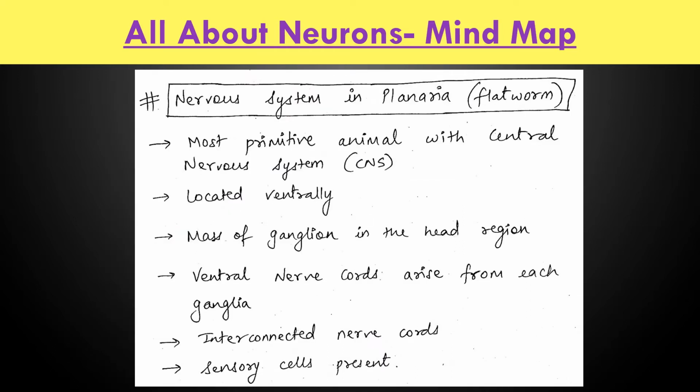Let us now understand the nervous system in Planaria, that is the flatworm. It is the most primitive animal with the presence of central nervous system. The central nervous system of Planaria is located ventrally. That means it is present in the front side. It has a mass of ganglion in the head region, and there are these ventral nerve cords arising from each ganglia. The nerve cords are interconnected with each other, and we also have these sensory cells present in these worms.